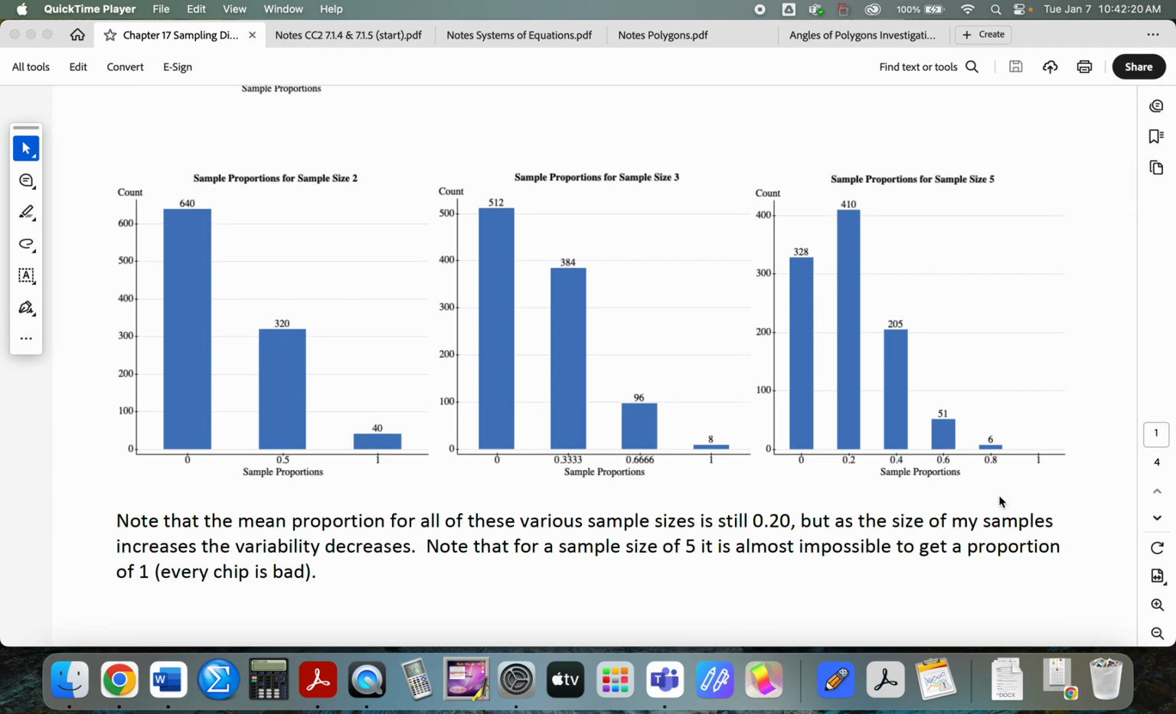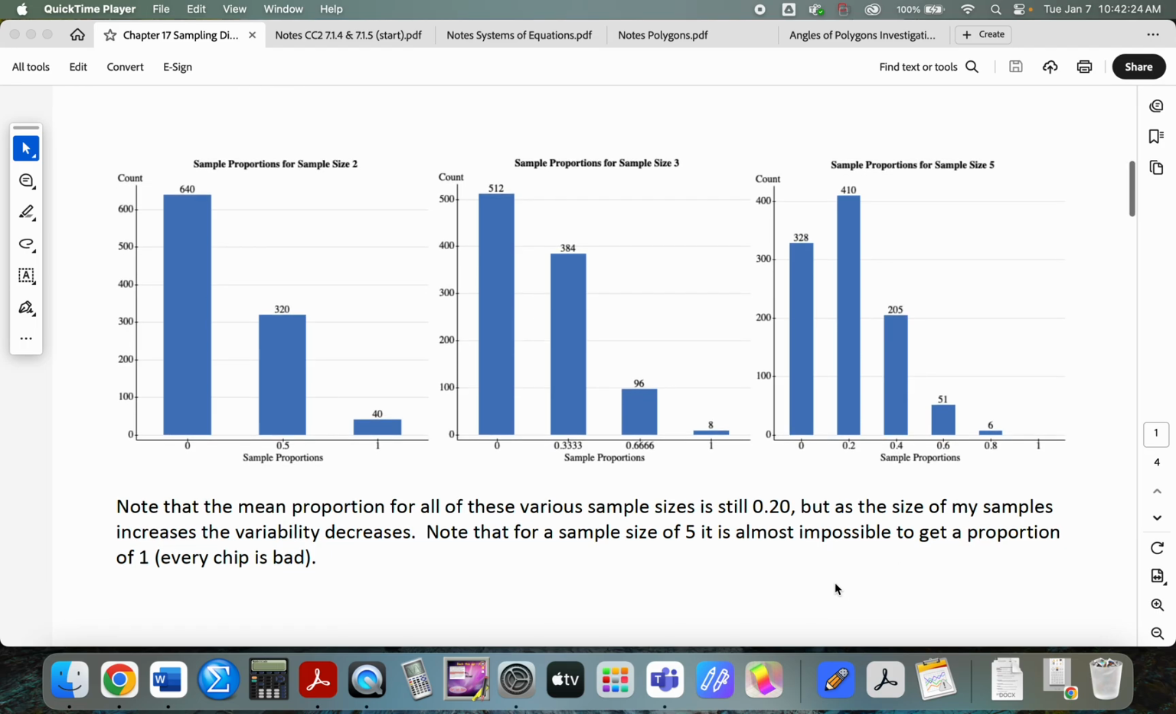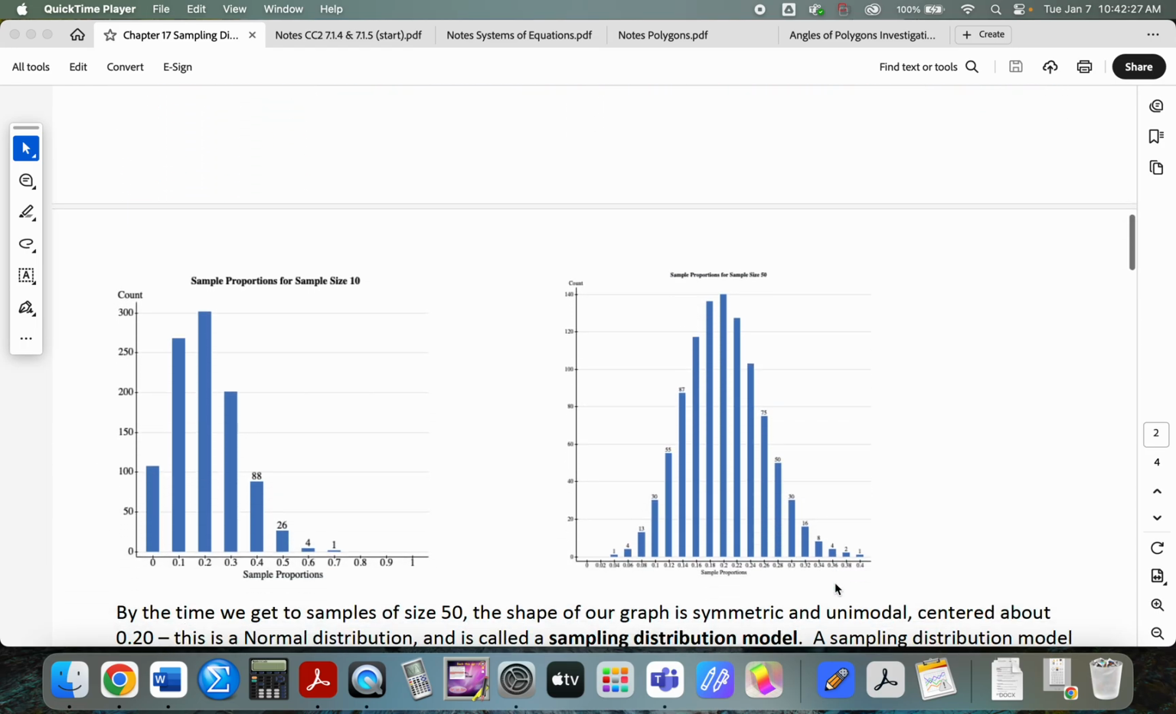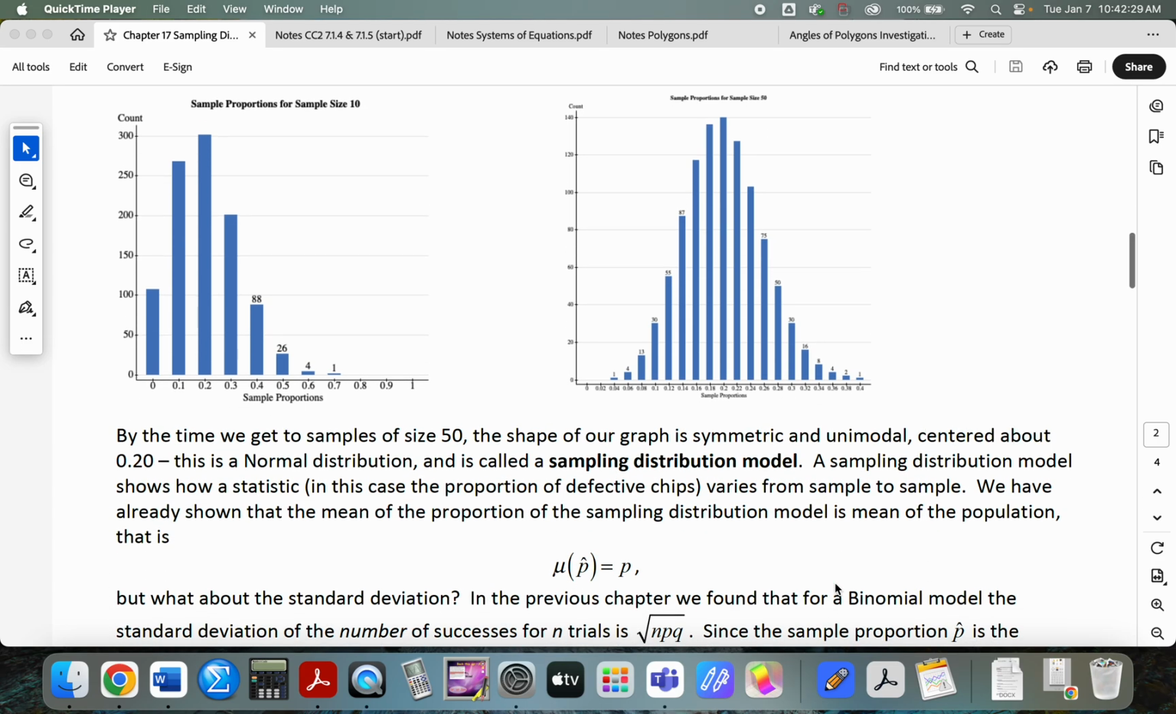By the time we get to sample size 5, like I said, it's basically impossible to get a proportion of 1 where every chip is bad. Now let's turn it over and look at the next page.